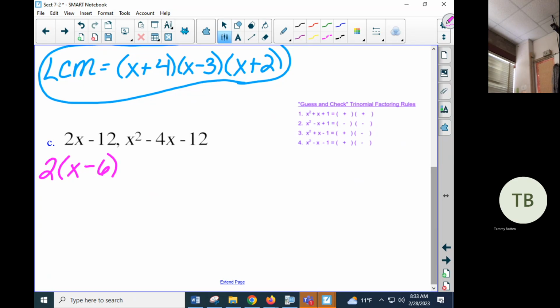Everybody okay there? All right, now I look at, can I factor this more? Is this difference of squares? This would have to be squared, and it's not. And this would have to be a perfect square, and it's not. So that's factored as much as we can. Okay, so now what I'm going to do is come over to this one and factor this. That's factored as much as we can.